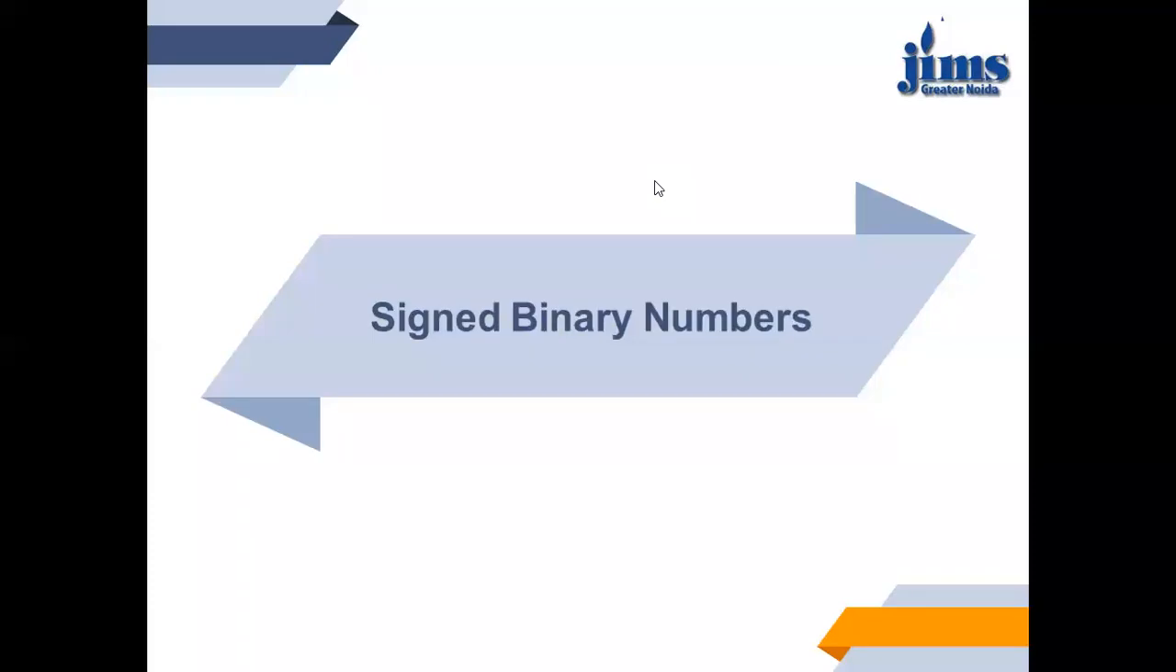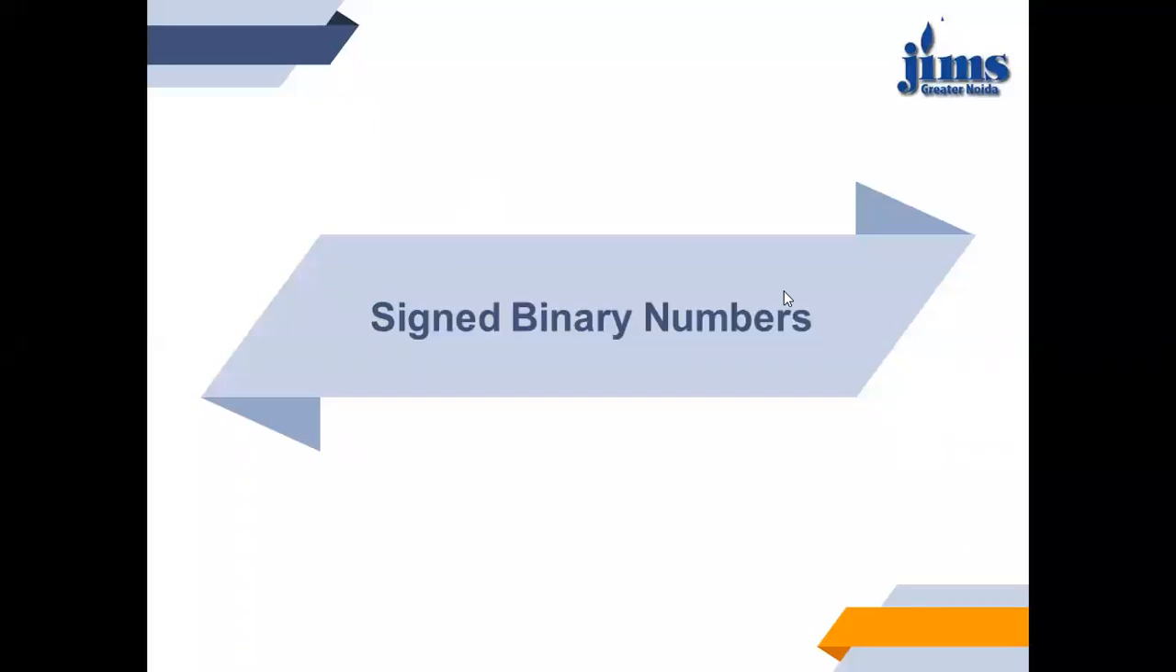So we have two types of complements. One is your radix complement, another one is your diminished radix complement. That is, if I talk in terms of binary numbers, one is 2's complement, another one is 1's complement. In the last lecture, we discussed how to subtract two numbers using 1's or 2's complement. We have done some examples. Now, the next topic we are going to discuss today is signed binary numbers.